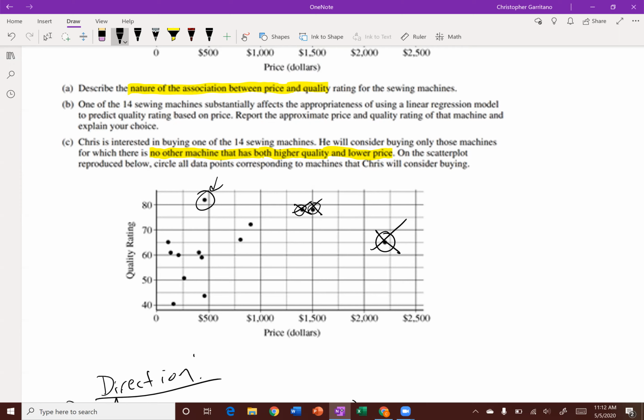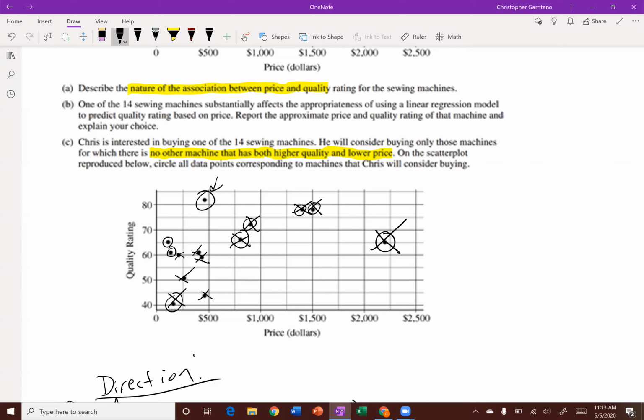All right, if you're still unsure, maybe you still want to go point by point. Let's take a look at this machine. Is there a machine with a higher quality and lower price? Yes, the one that we just circled. So this is out. Same thing here. This one's out. Let's take a look at this one. Is there a machine with a higher quality and lower price? Yes, there is. Which one is that? I think it's this one too. Okay. So in fact, the two that I just circled, they will cancel out all of these other points.